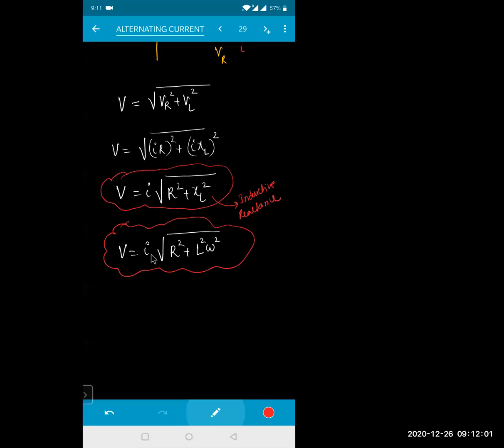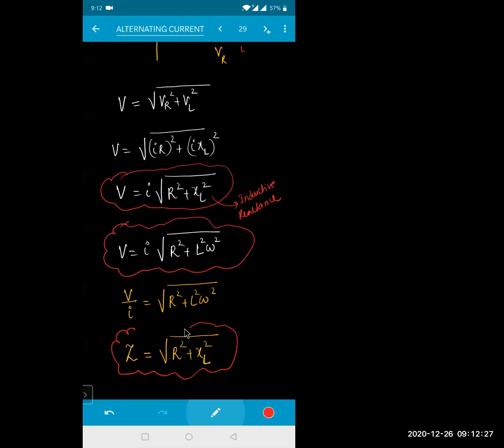So V by R is nothing but equal to how much? Can anyone tell me what V by I is? Here V by I is equal to the square root of R squared plus L squared omega squared. V by I is nothing but Z. Z is known as impedance. So impedance Z is equal to the square root of R squared plus XL squared.